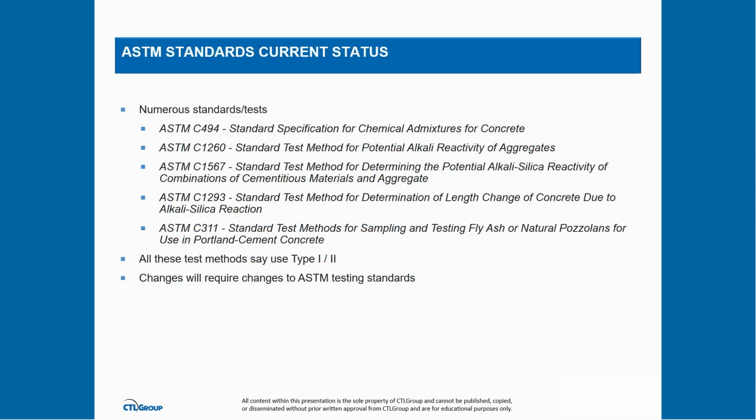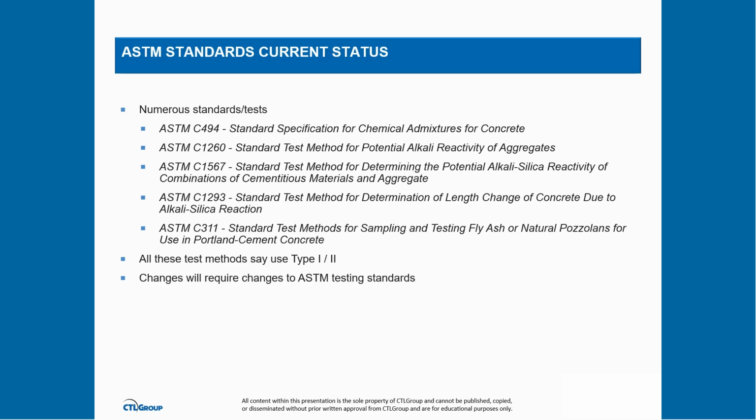So this slide shows different ASTM standards. ASTM C494, which is a standard specification for chemical admixtures for concrete. ASTM C1260, and 1567 and 1293, they are for alkali silica reaction. 1260 is a mortar bar method, and 1567 is an accelerated mortar bar method. C311, we mentioned about that previously. These are all standard test methods used for sampling and testing fly ash or natural pozzolan for use in Portland cement concrete, and they are mentioned in the ASTM C618 specifications.